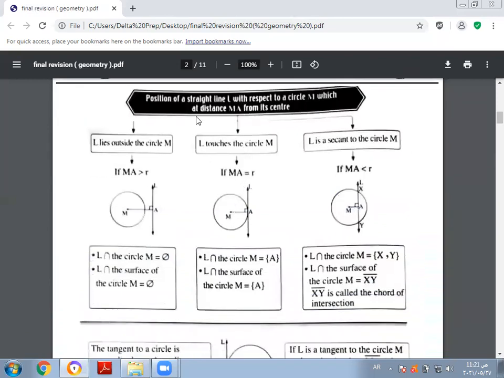What about the position of a straight line L with respect to a circle M, which has distance MA from its center? If L lies outside the circle, this means that MA is greater than R. If L touches circle M, this means that MA equals R. If L is a secant to the circle M, this means that MA is less than R.